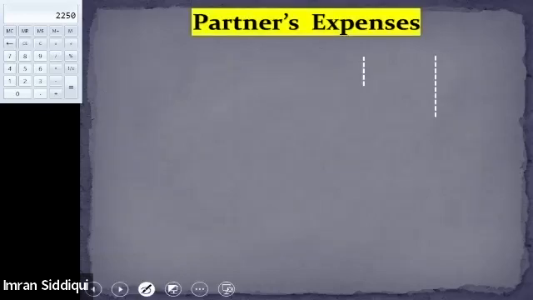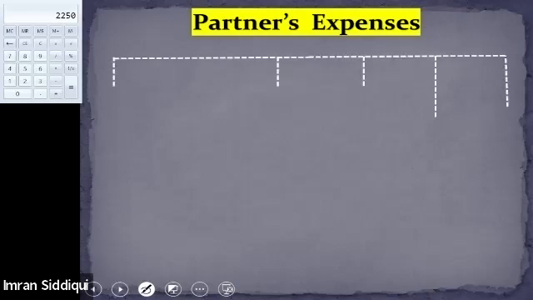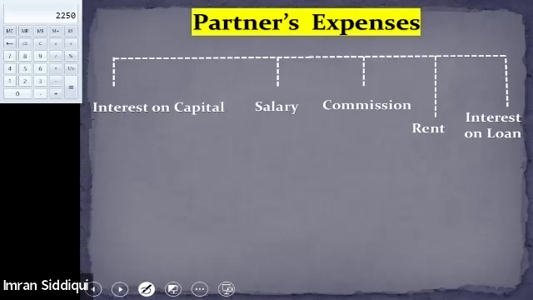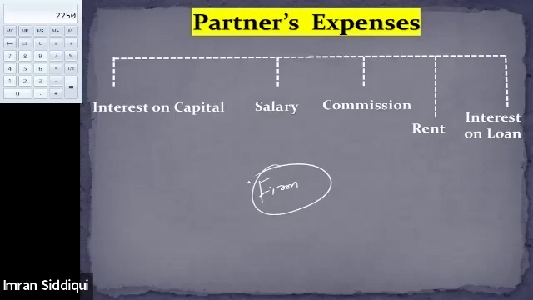Now, when it comes to the partner's expenses, what are the different types of expenses, sir? In respect of the partner, what are the different types of expenses? See, these are the different types of expenses in respect of the partners. We may be required to pay interest on capital to the partners, salary to the partner, commission to the partner, rent to the partners, and interest on loan may be required to be paid to the partner. So these are all the expenses that the firm will have to incur in respect of the partner.